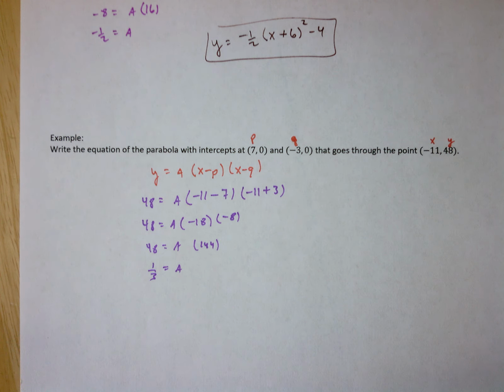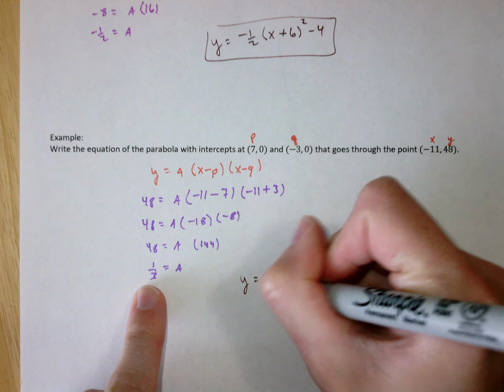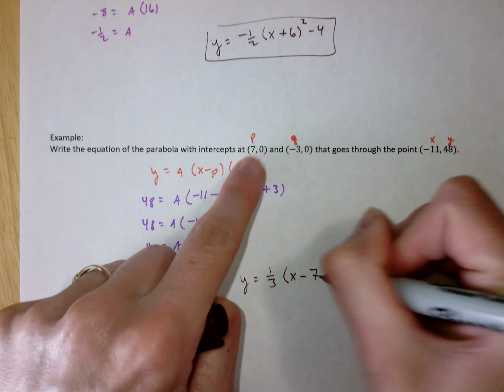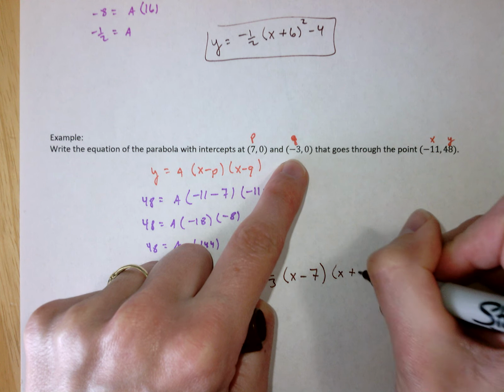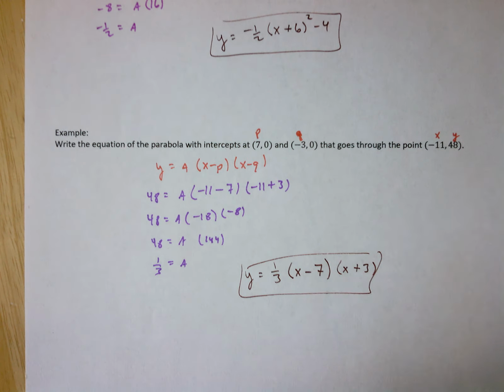Now I have the equation for my graph. So my graph is going to be y equals my a value, 1/3, times (x minus 7) times (x minus negative 3), so x plus 3. And there we go. That's the equation for my parabola.